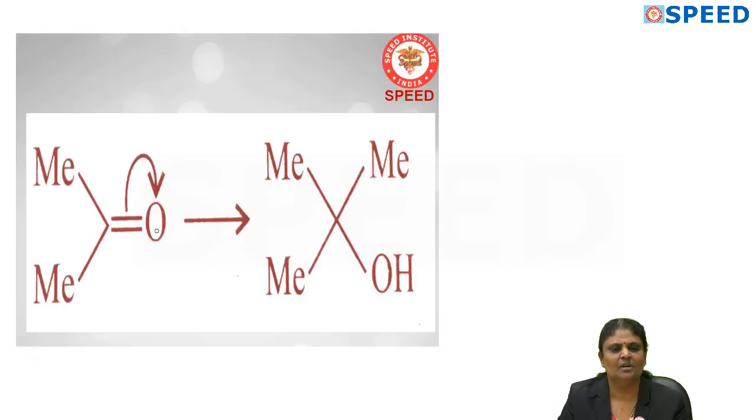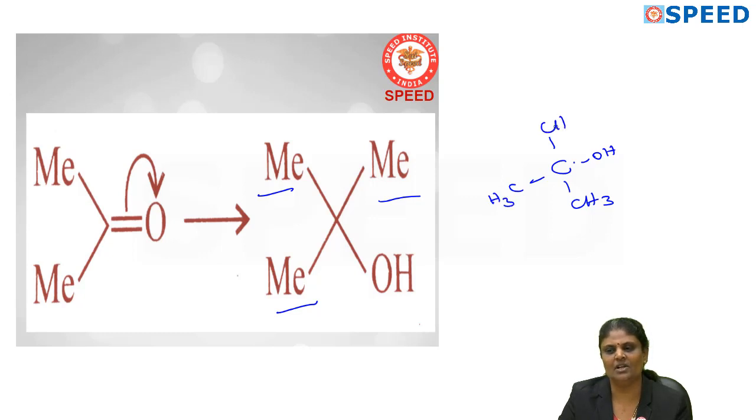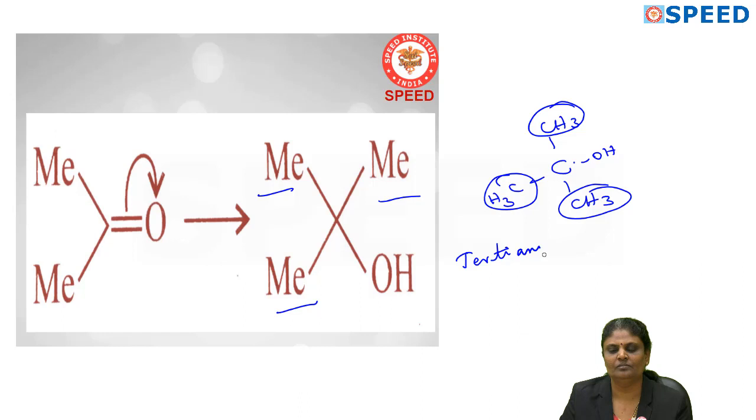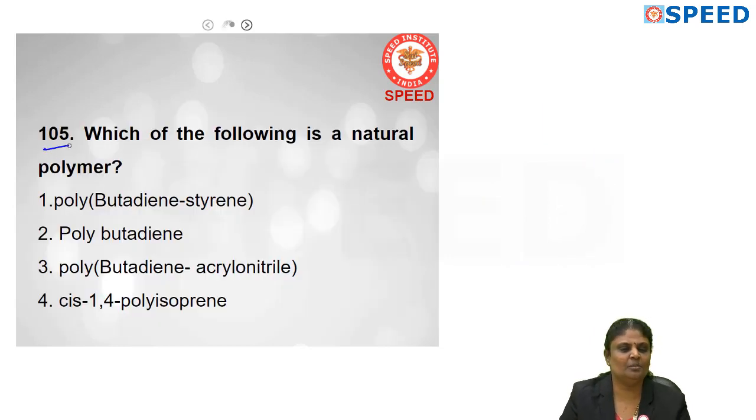Okay, so this is methyl group. So this is acetone, and then you get 3 methyl groups like this. Okay, C you write like this, OH, and then CH3, CH3 and CH3. All 3 R groups are methyl group. So this is tertiary butyl alcohol. And then 105 question number, which of the following is a natural polymer?